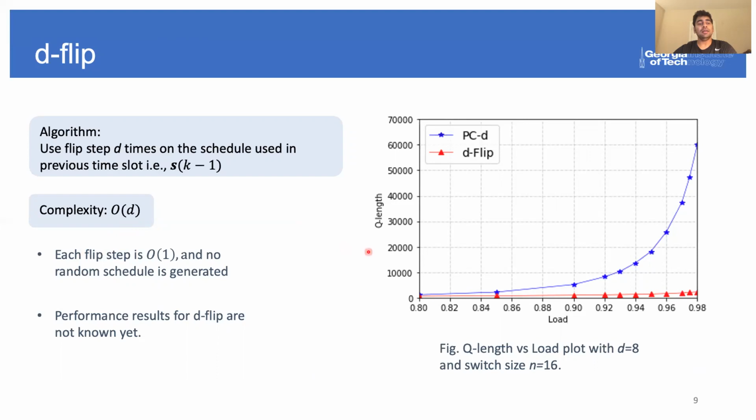Now, we don't know any nice performance result for D flip as of now. But we can show through simulation that it performs pretty good. In this plot, we compare D flip with pick and compare D. We know that pick and compare D is throughput optimal. Also, it is heavy traffic optimal. But as you can see in this simulation, D flip performs much better than pick and compare D. So our conjecture is that there must be some nice theoretical results for D flip, although we haven't shown that in this work.